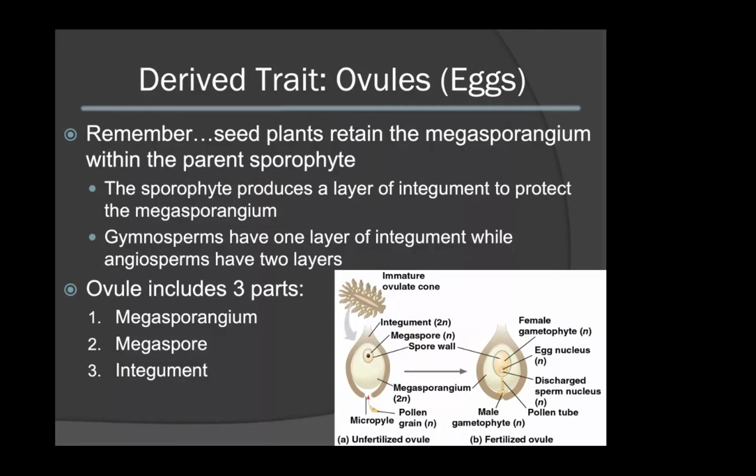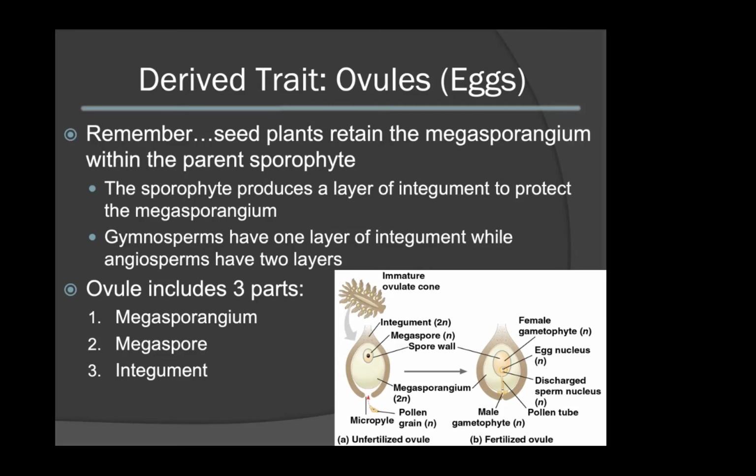Gymnosperms will have one layer of integument while angiosperms will have two. The ovule itself contains three main parts: the megasporangium that contains the megaspore and also the integument. Note in the image below the difference between an unfertilized and fertilized ovule.